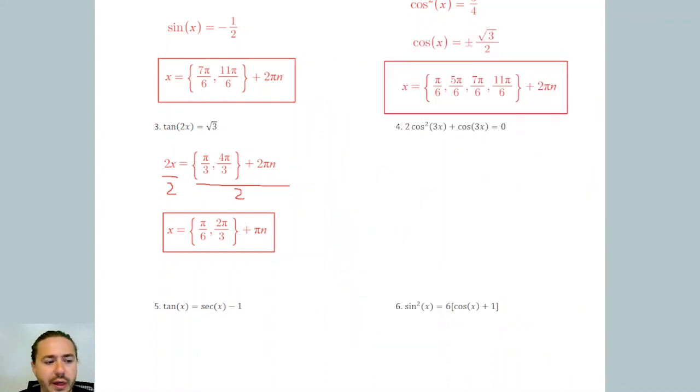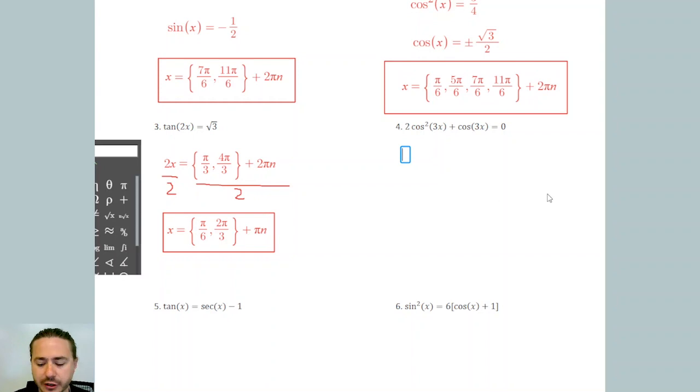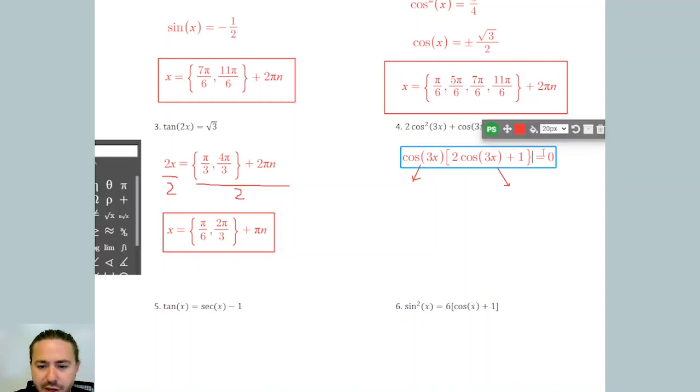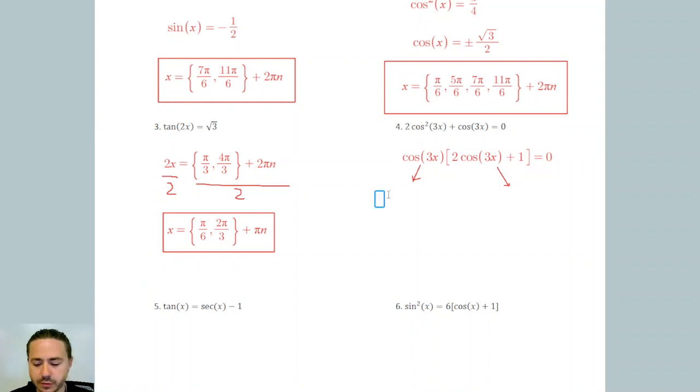For number 4, this is going to be a factoring problem where we can factor out a cosine of 3x. And then we'll be left with 2 cosine of 3x plus 1 equals 0. From here, we can use the zero product property to set each of these factors equal to 0. And so what we'll have is cosine of 3x equals 0.